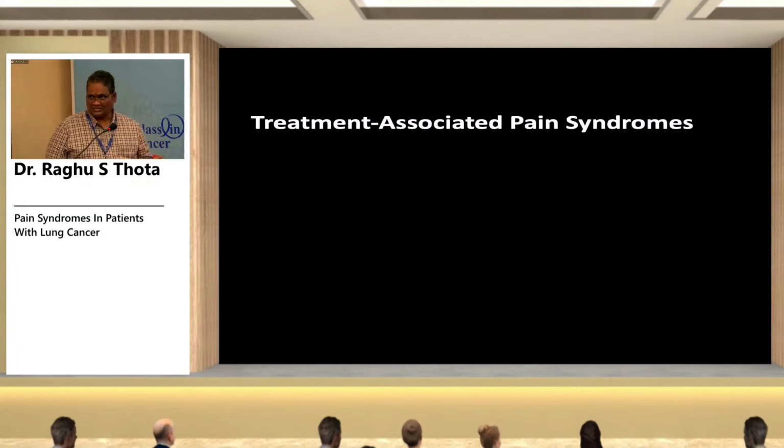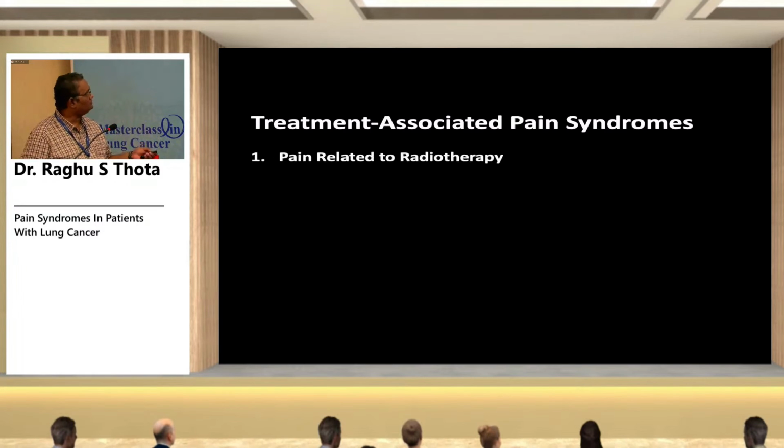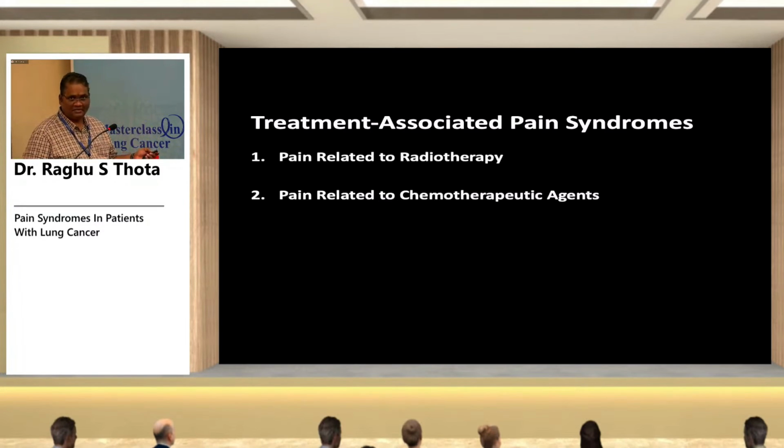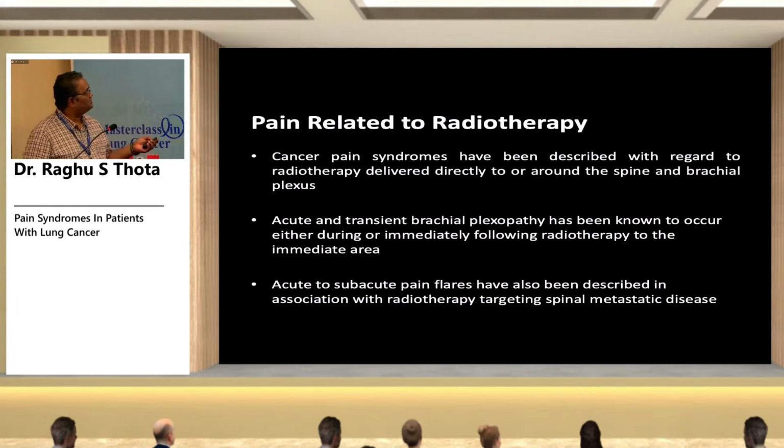Coming to the last, the treatment-associated pain syndromes. They are related to radiotherapy, chemotherapy, and surgical therapy. These are the three commonest things which we do in our lung cancer patients. Radiotherapy-related pain has been described with regard to radiotherapy delivered directly to or around the spine and the brachial plexus. So if it is an upper lobe and you are delivering radiotherapy, it can cause radiation-induced brachial plexopathy. Acute and transient brachial plexopathy is known to occur either during or immediately following radiotherapy.